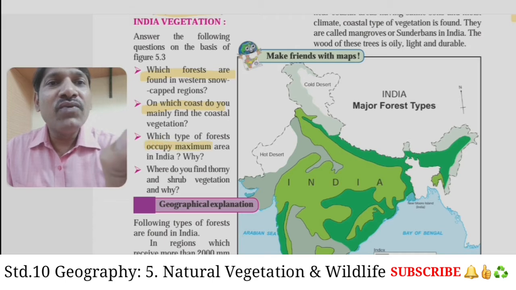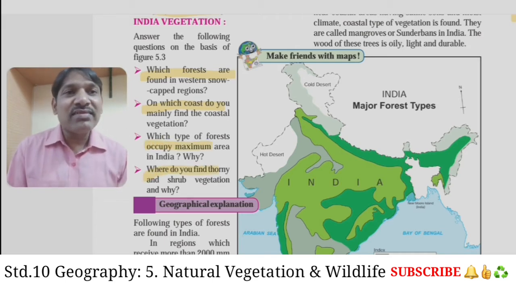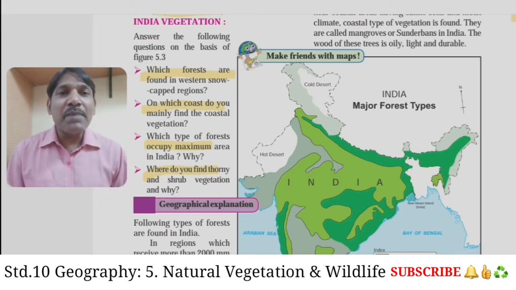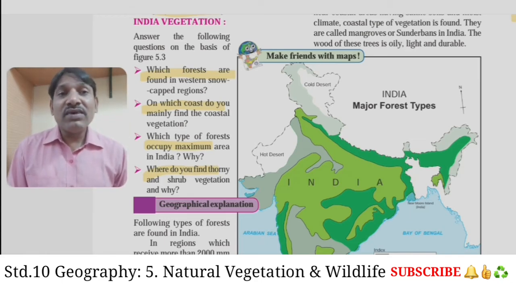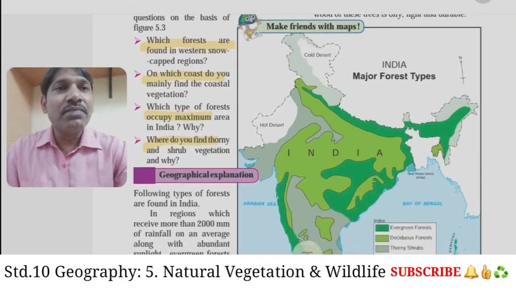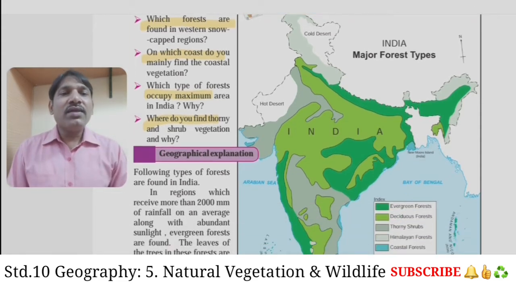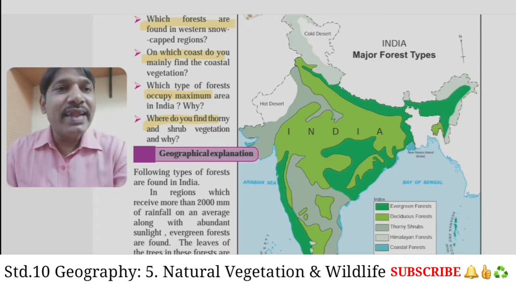Students, some questions are asked here. Before finding out the answers to these questions, let's try to understand this map of major forest types, and then let's find out the answers to these questions. So first of all, let's try to understand the map of India which is given here. If you want to understand any map, first of all we need to understand the index given here.